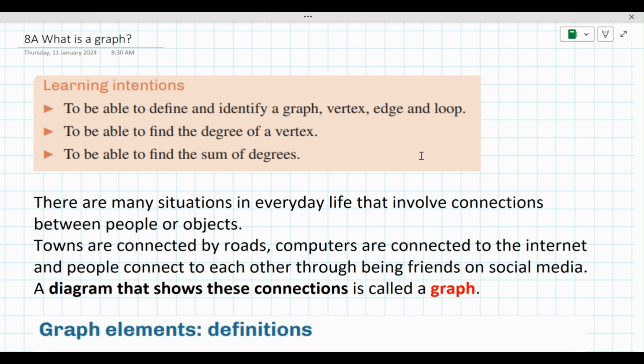Today I'm going to start recording General Maths chapter 8A, graphs and networks. Before that, I want you to make sure to finish your math-based questions and then get ready for the chapter 4 SAT. Now let's start term two, the first lesson, which is chapter 8. We're going to learn about vertex, edge, and loop, and about graphs and so on.